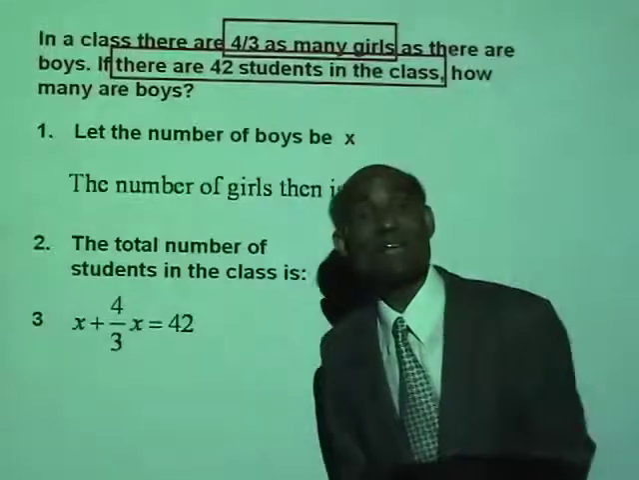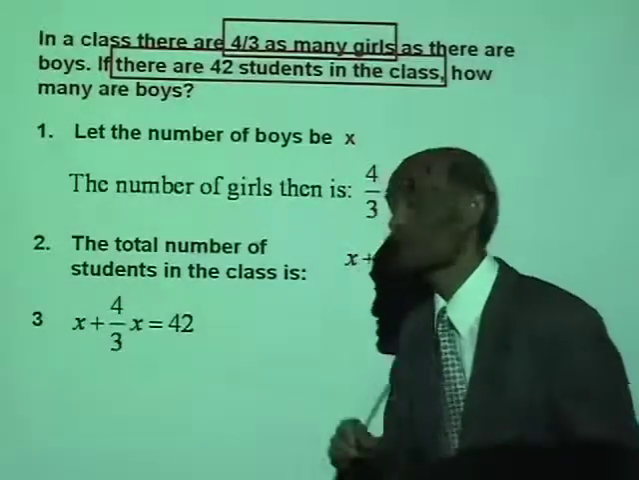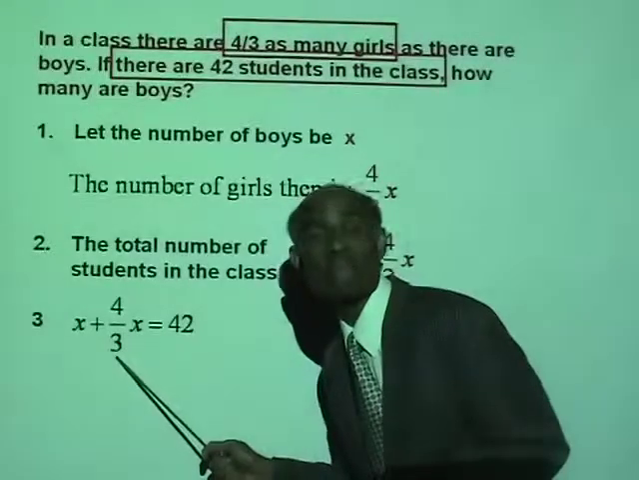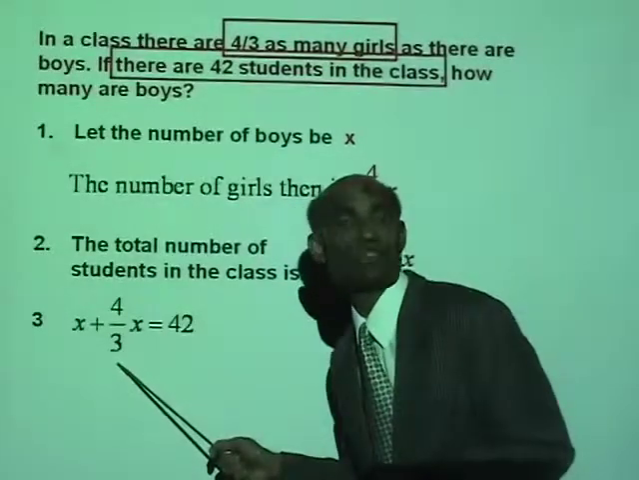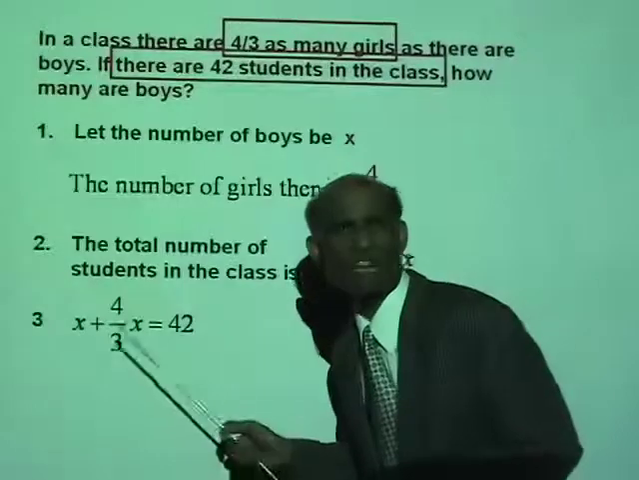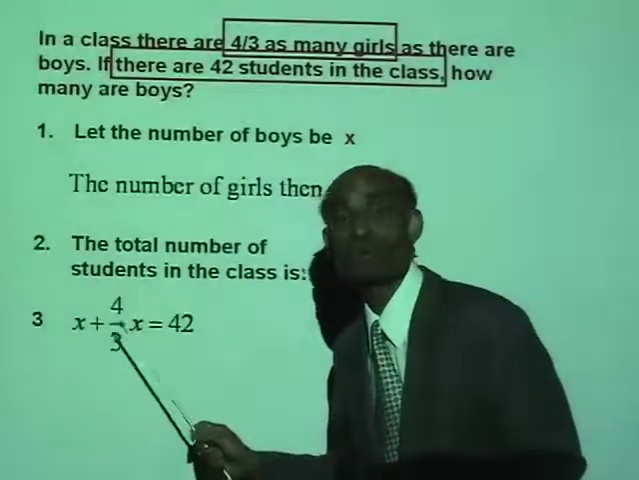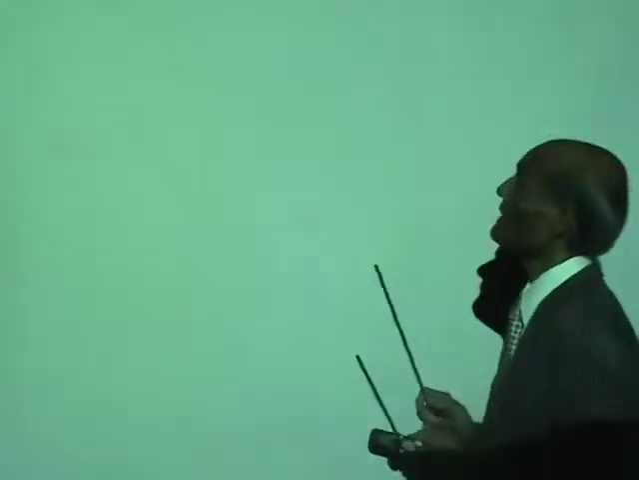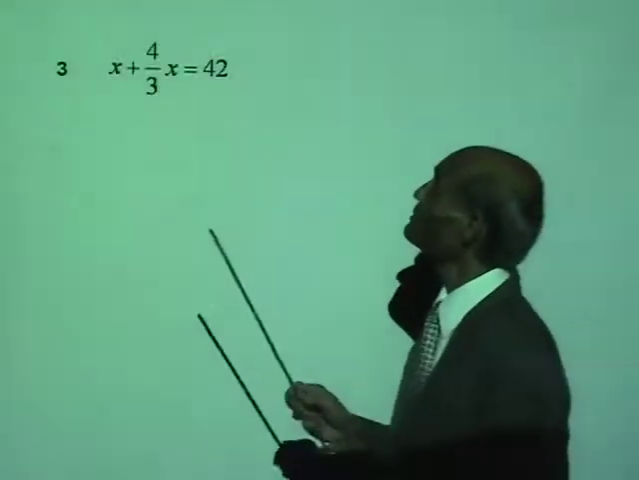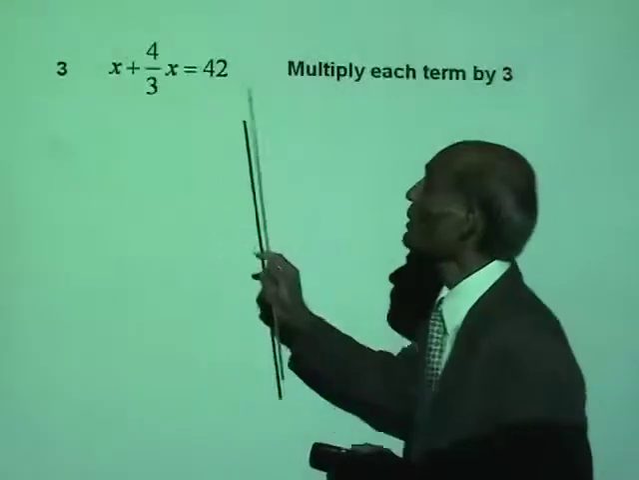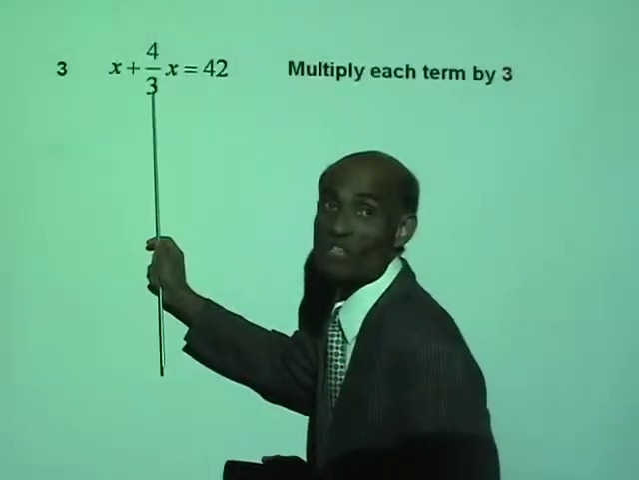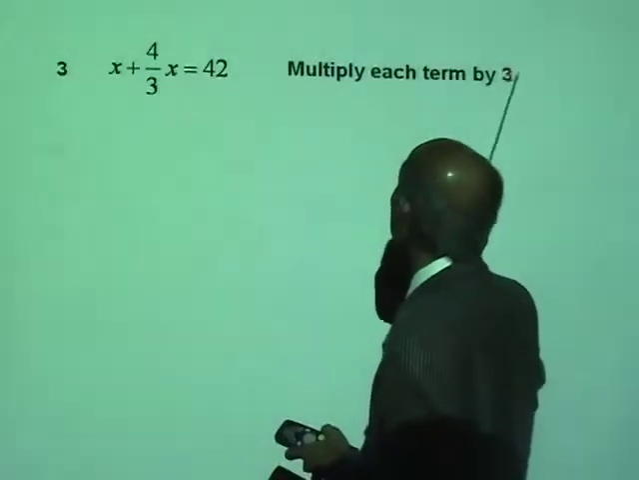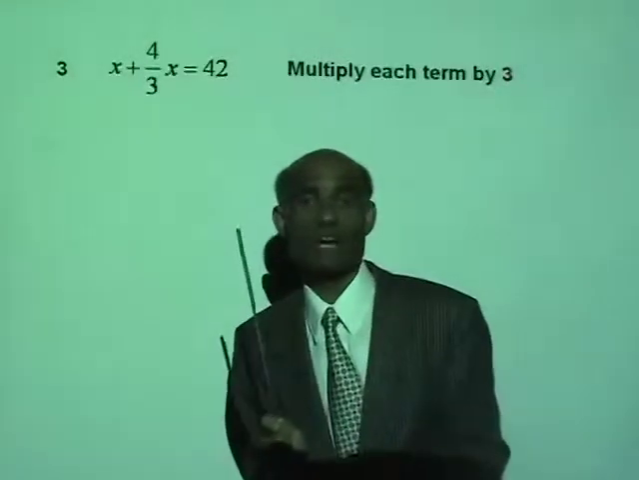Alright, tell me a method of solving this problem. You have one term with a denominator, and you need to kill that denominator, get rid of it. What do we do? Multiply each term by that 3. Let's go to the next slide. This is our equation. So, in order to get rid of this denominator, multiply each term by 3. I hope you understand the technique now.